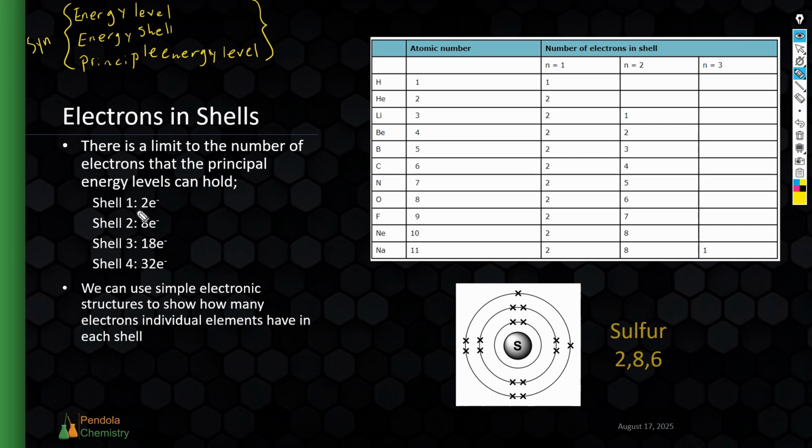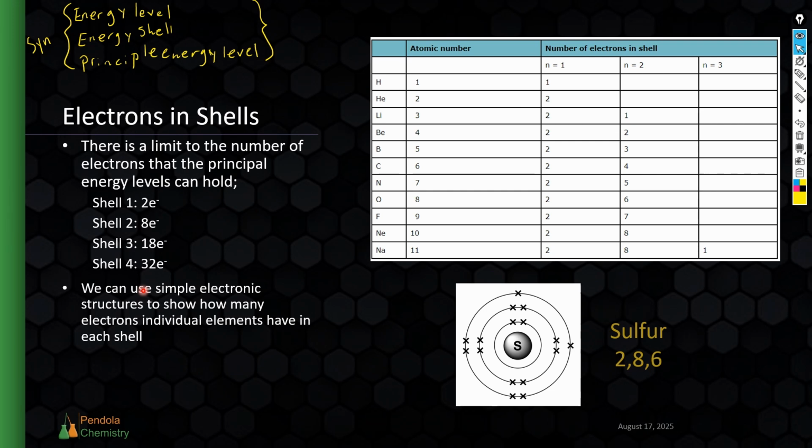Energy level 1 can only hold 2 electrons. Energy level 2 can hold 8 electrons. Energy level 3 can hold 18 electrons. Energy level 4 can hold 32 electrons. And this is due to how those energy levels are filled in, which we'll go into later on because these energy levels can be further subdivided.